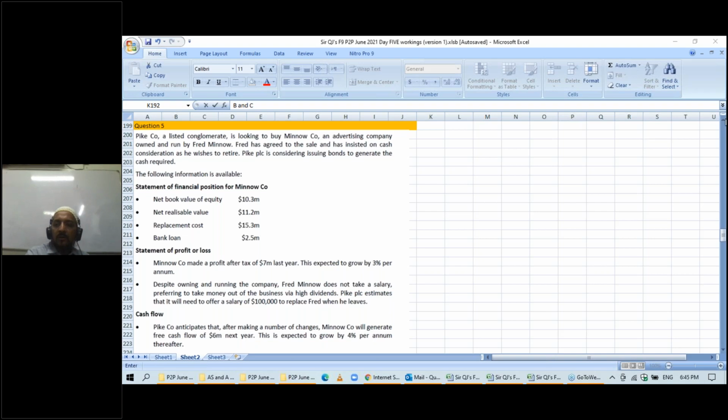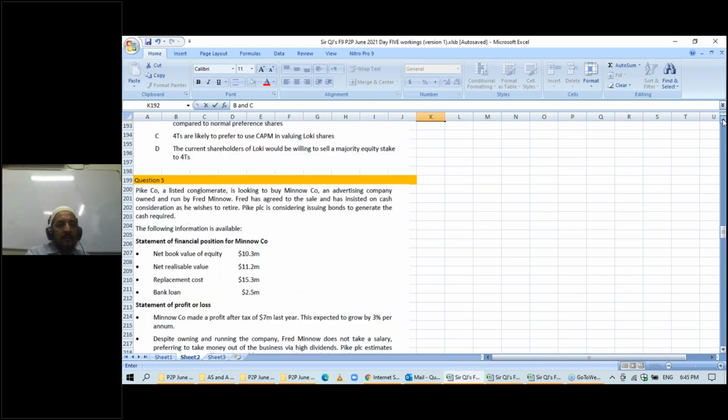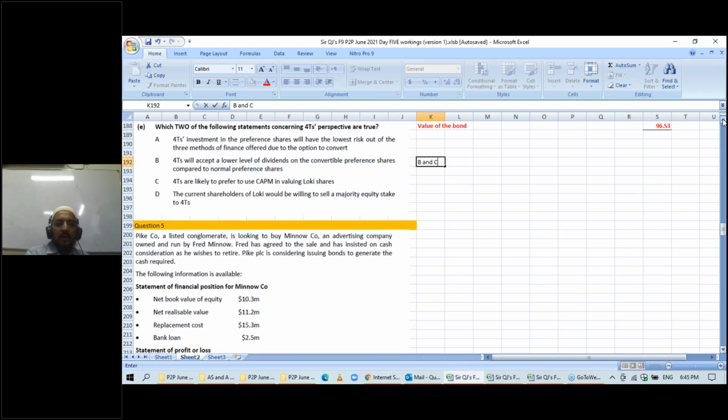Okay. Now one of the participants is asking why A is not correct. So A says that 4T's investment in the preference shares will have the lowest risk out of the three methods of finance offered due to the option to convert. Ordinary shares will be more expensive. How can preference shares be more expensive?